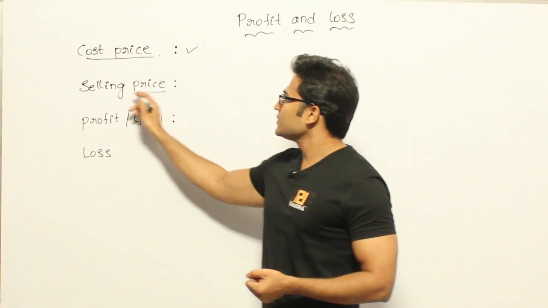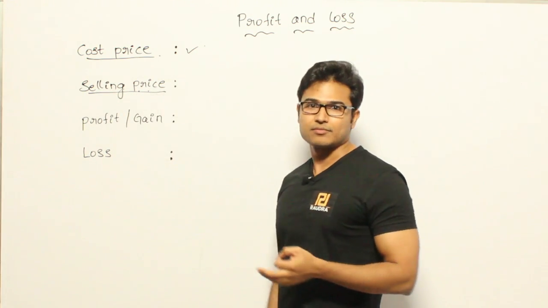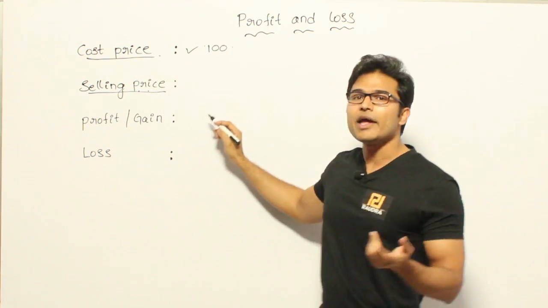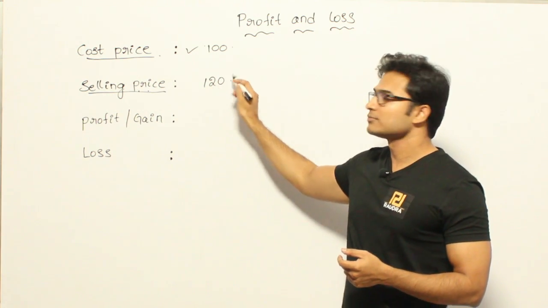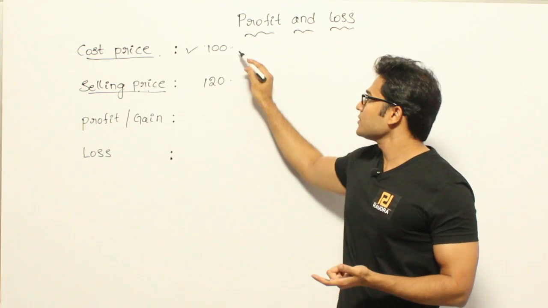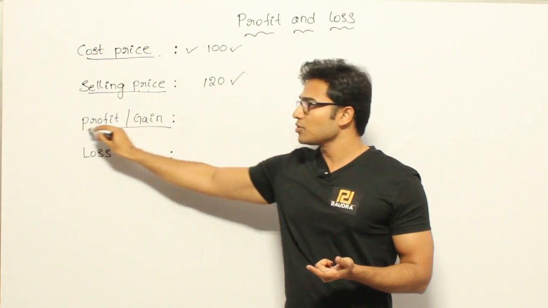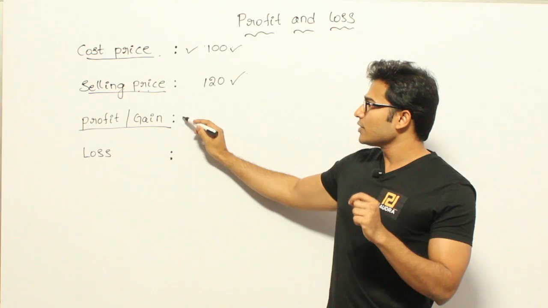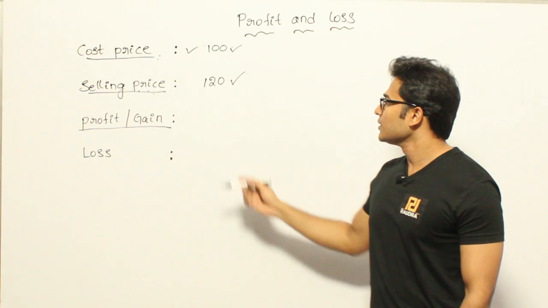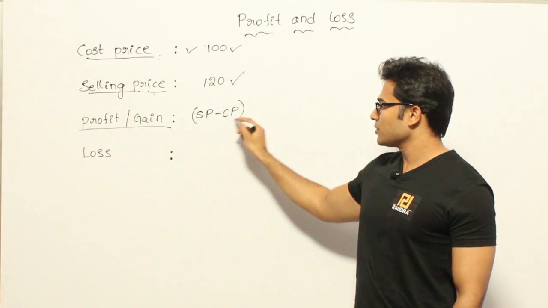Then selling price is the price at which you are going to sell the product. If the cost price is, let's say, 100, and you sell it at 120 rupees, then you are going to get a profit of 20 rupees, isn't it? Because your investment is 100 rupees and you got 120 rupees, and the difference is your profit or gain. So the difference between selling price and cost price is your profit or gain.